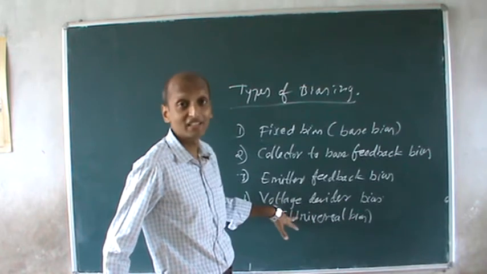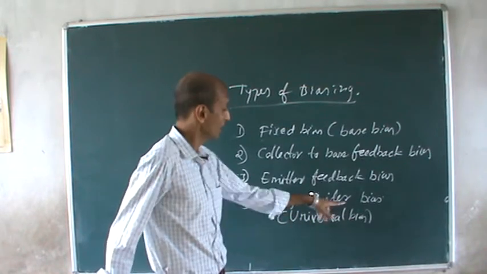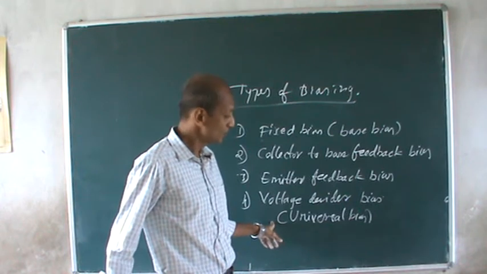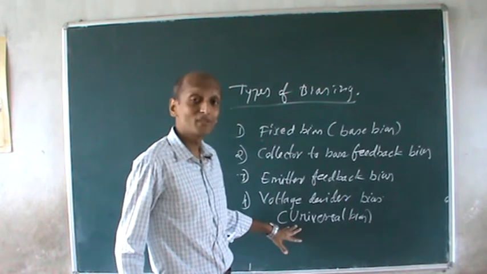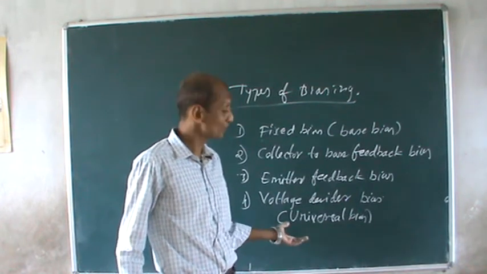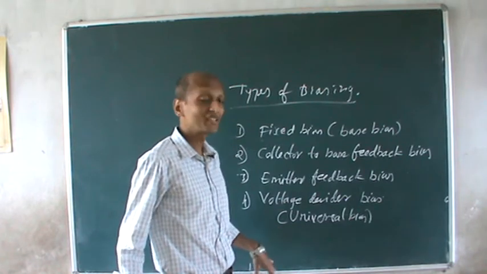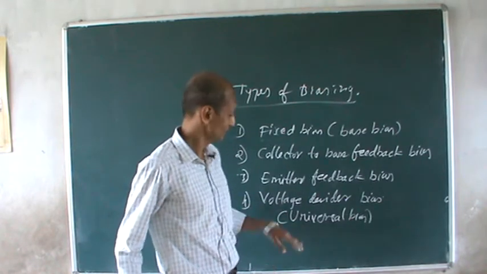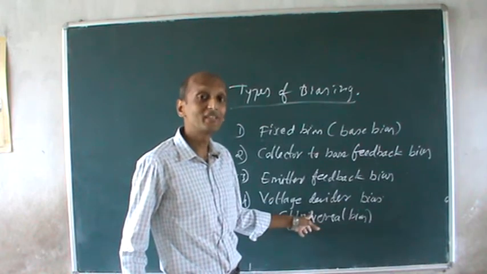Voltage divider bias is very important, and for your syllabus you have only voltage divider bias to be studied. This is called universal bias. Sometimes they call it universal bias, so you will not get confused with what kind of bias it is. Universal bias is nothing but your voltage divider bias.